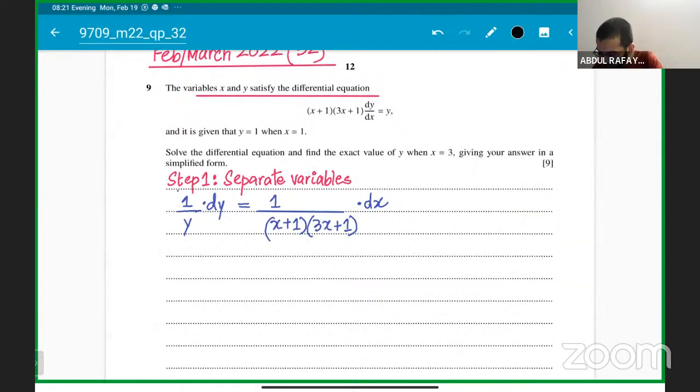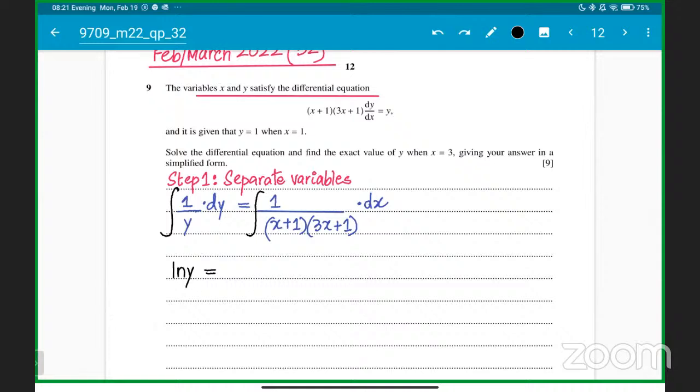So what we need to understand, students, is that step number 2 will be the integration of this. Is everyone clear with me? So that is what we got: this will be ln y, since the differentiation of the denominator can be made in the numerator. So it will be ln y.